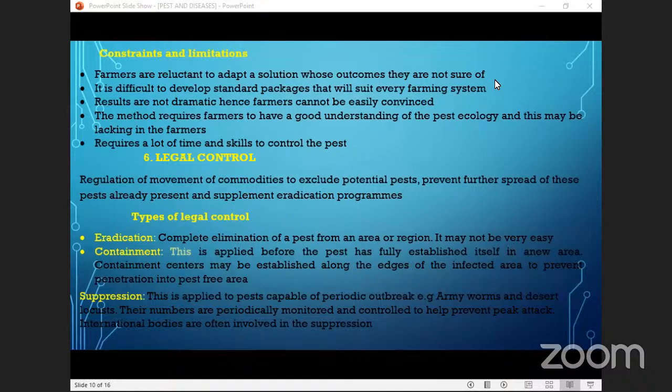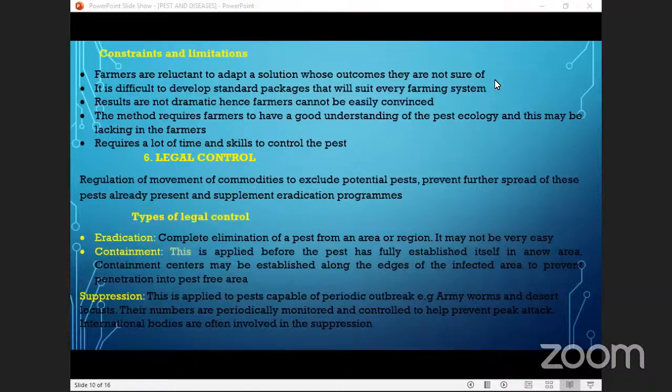And then the other, it is difficult to develop standard packages. You cannot quantify. You cannot say, tomorrow I'm using 2 kilograms of IPM. You cannot quantify. That is the challenge with the IPM method.